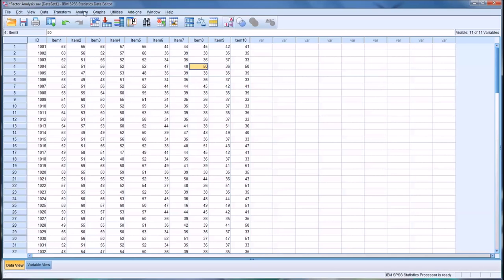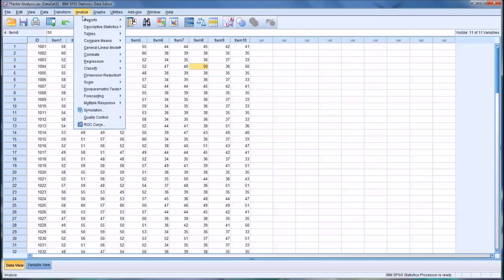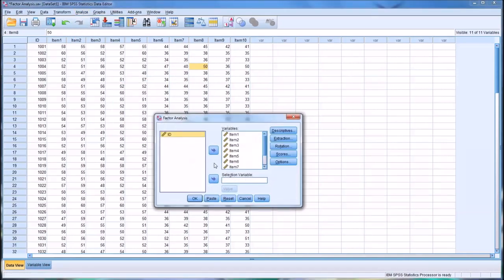So let's start by clicking Analyze. We'll go to Dimension Reduction and Factor. You can see that you have variables here. You have ID and then the 10 items. So what you do is just select all and then deselect ID and then move them all over into the variables.